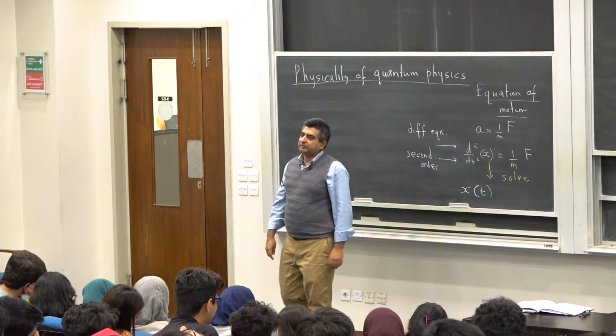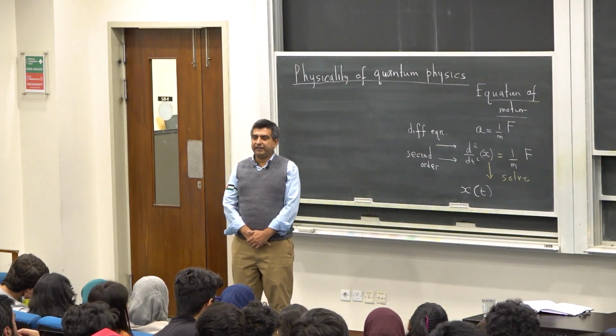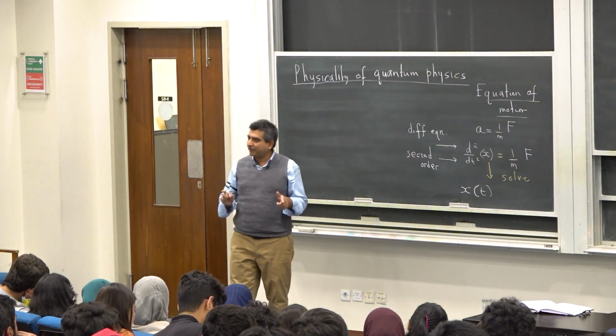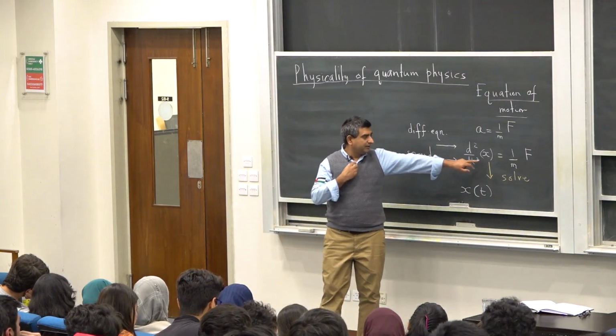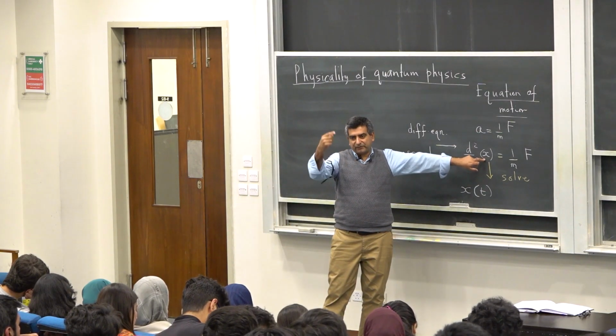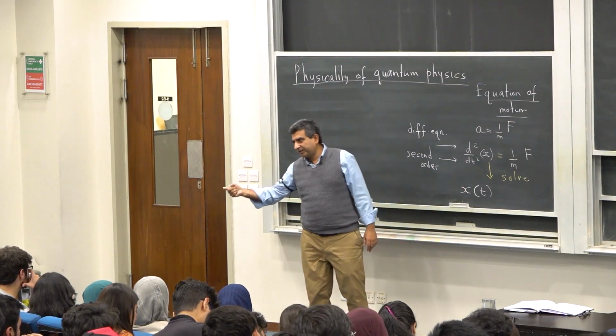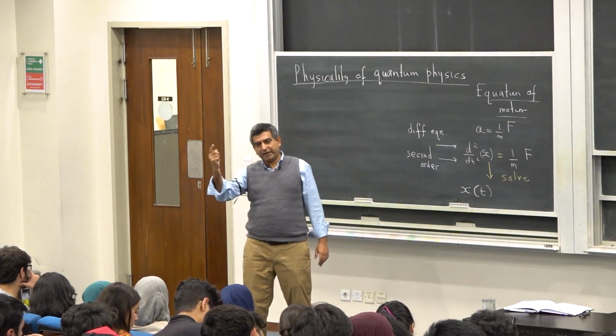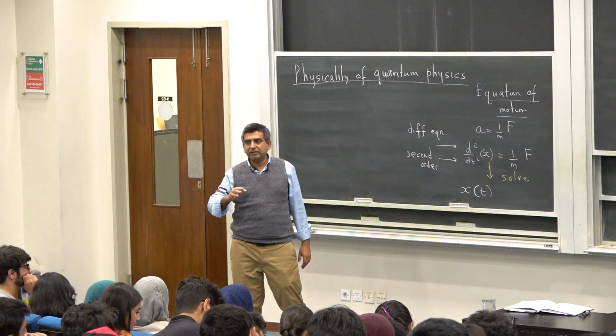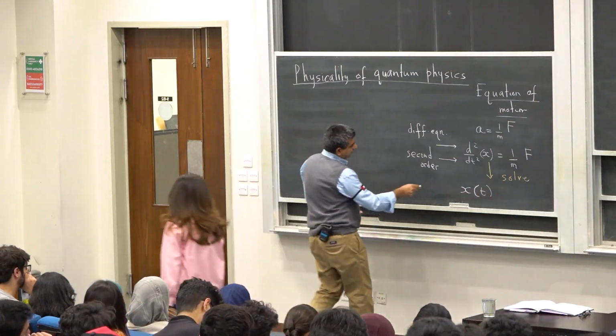Is it linear? It is linear. It's second order, but it's linear because x only appears with the power of 1. You do not have x being multiplied with another variable, and neither is it x squared or x cubed. So it's a linear second order differential equation.